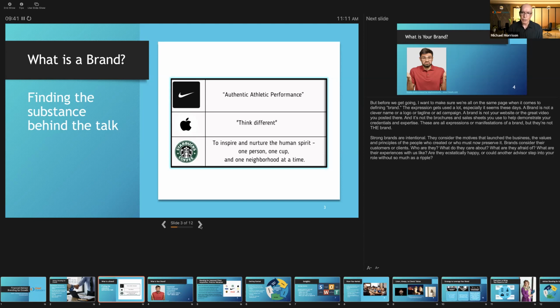Strong brands are intentional. They consider the motives that launched the business, the values and principles of the people who created or who must now preserve the enterprise. Brands consider their customers or clients. Who are they? What do they care about? What are they afraid of? What are their experiences with us like? Are they ecstatically happy? Or could another advisor step into your role without so much as a ripple?